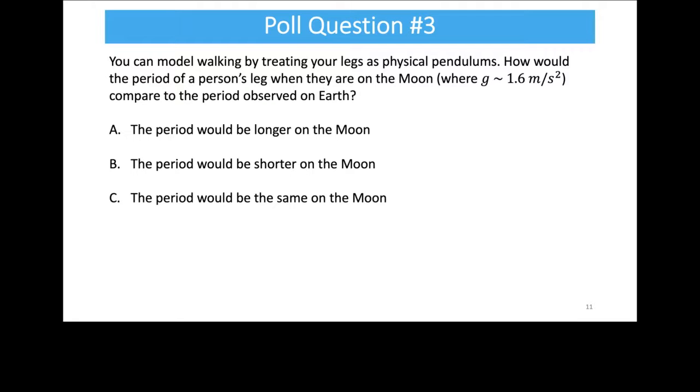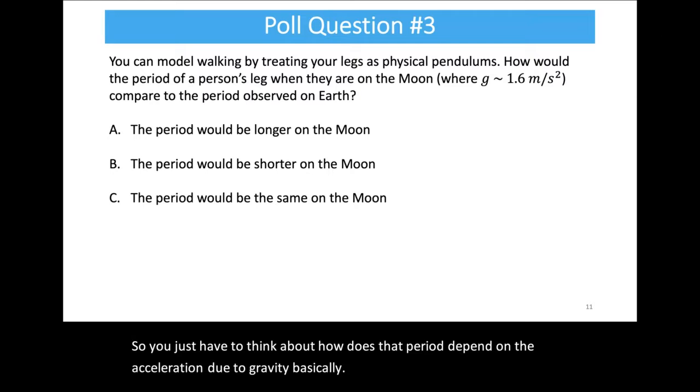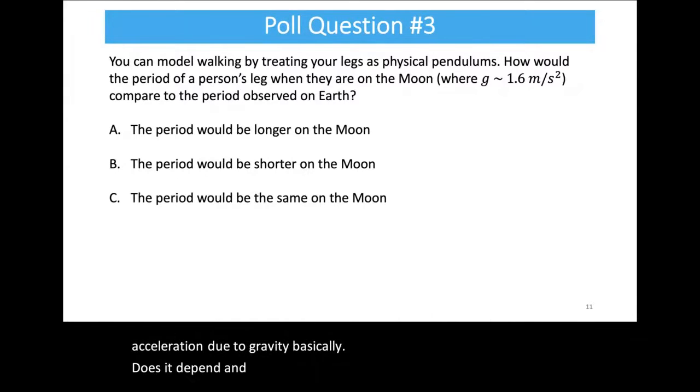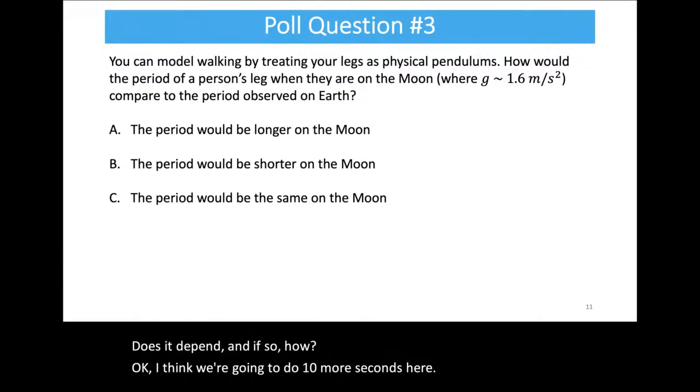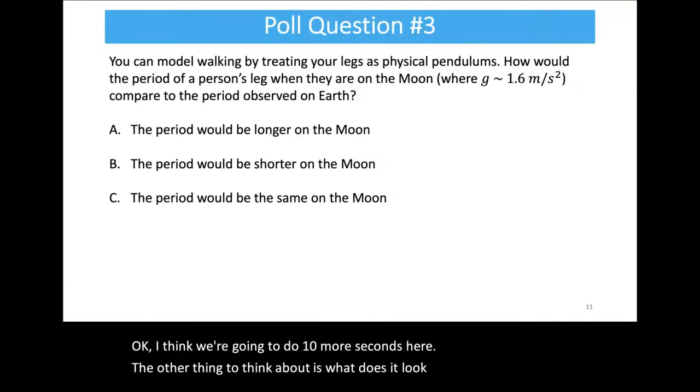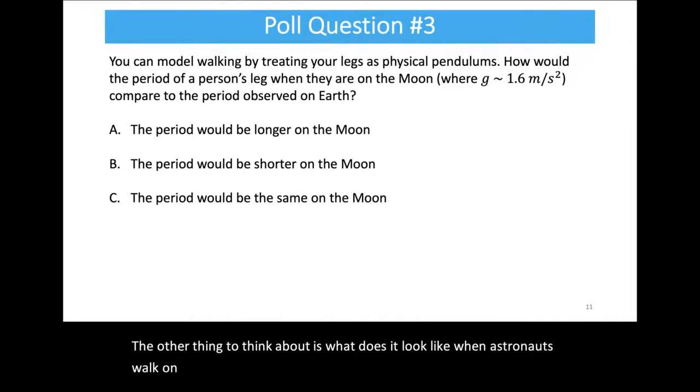You just have to think about how that period depends on the acceleration due to gravity. Does it depend? And if so, how? Okay, I think we're going to do 10 more seconds here. The other thing to think about is, what does it look like when astronauts walk on the moon? You may have seen movies of them walking on the moon.